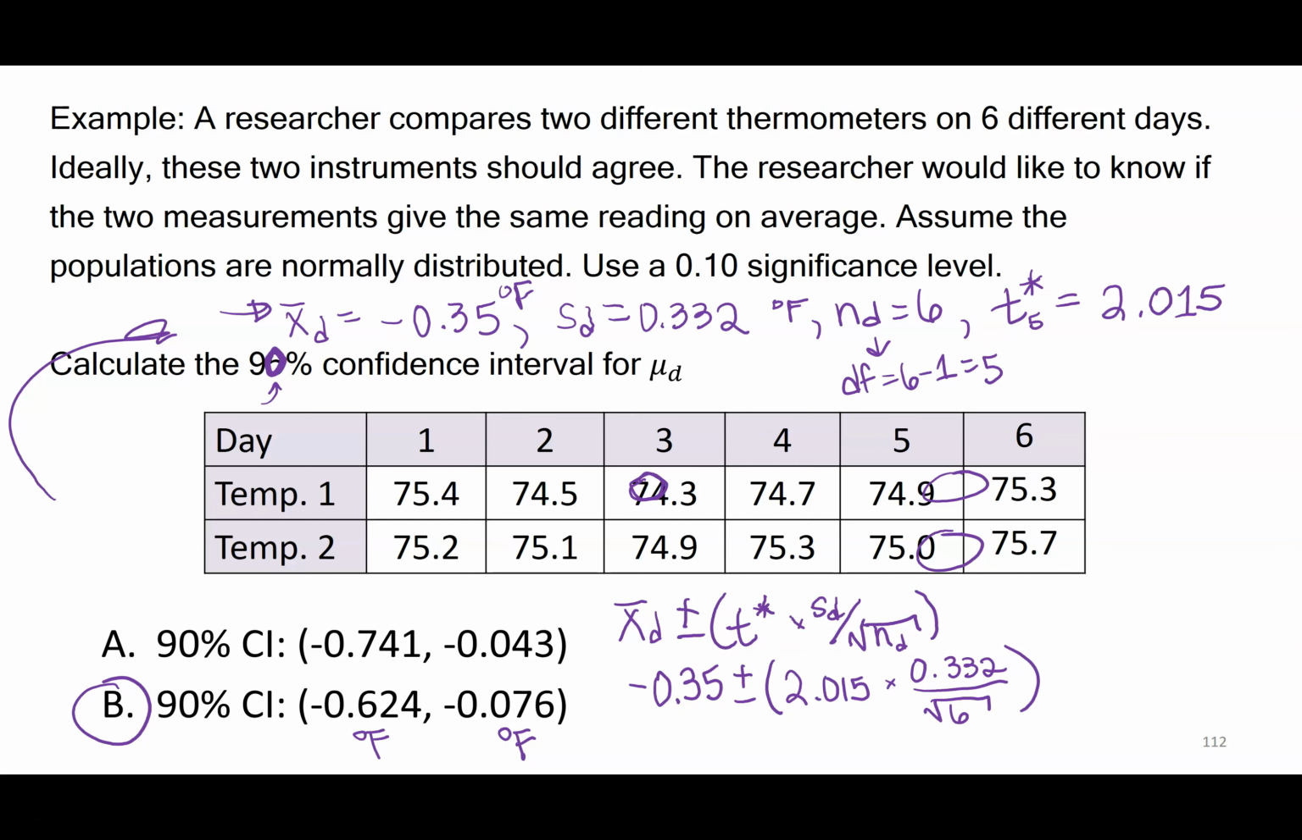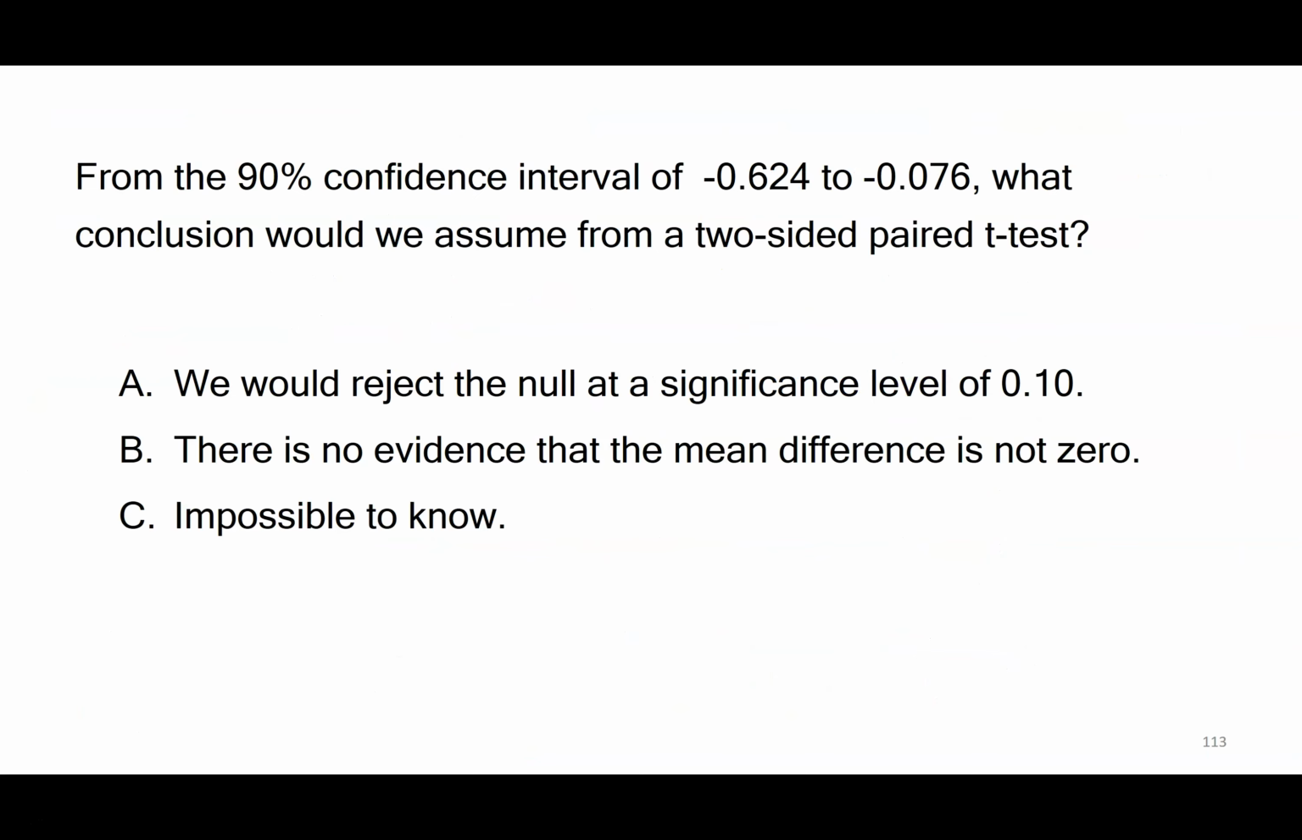So it looks like thermometer 2 is fairly consistently giving lower temperatures than thermometer 1. Oh, sorry. Thermometer 1 is giving lower temperatures than thermometer 2. So looking here, I have my confidence interval from negative 0.624 degrees Fahrenheit to negative 0.076 degrees Fahrenheit.